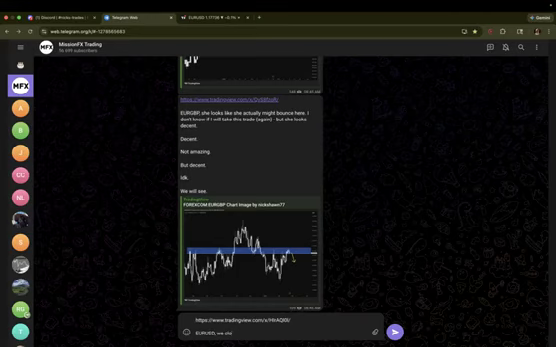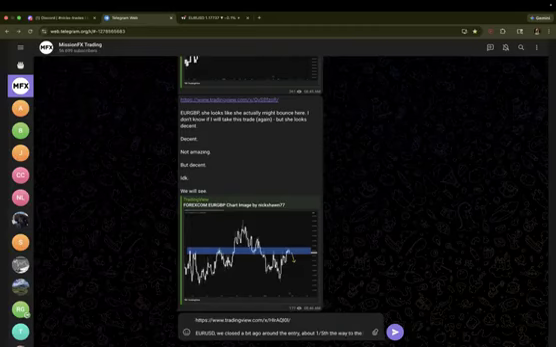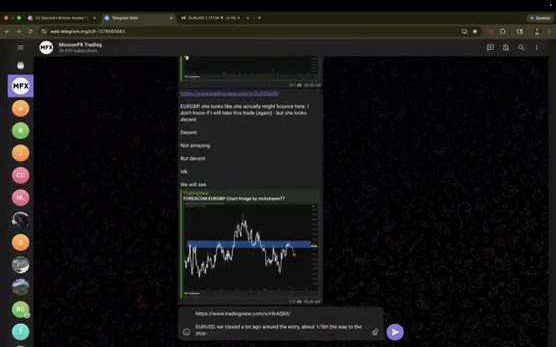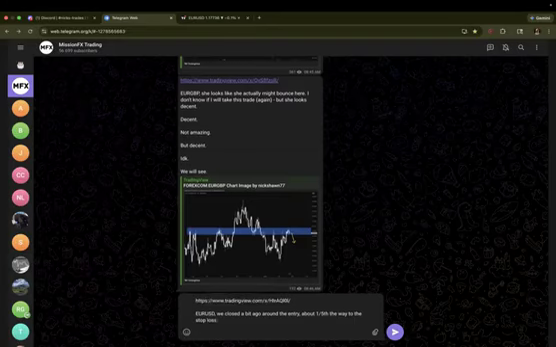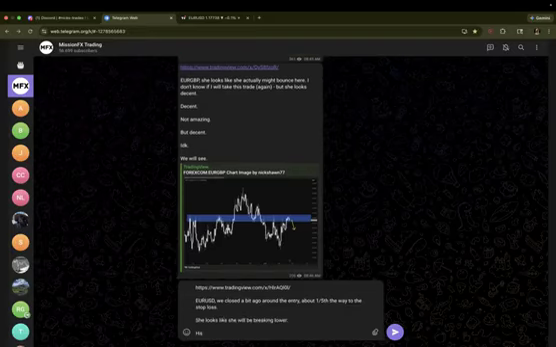Euro USD. We closed a bit ago around the entry, about one fifth the way to the stop loss. She will be breaking lower.